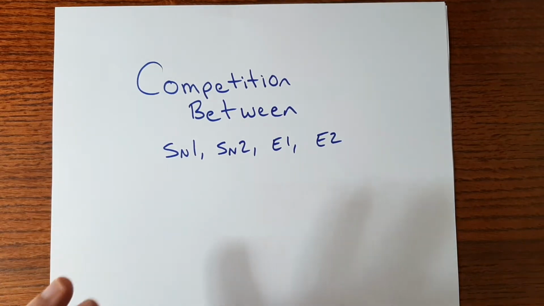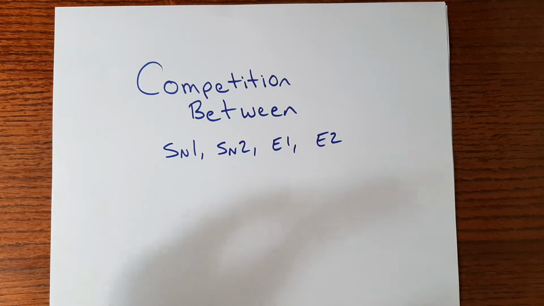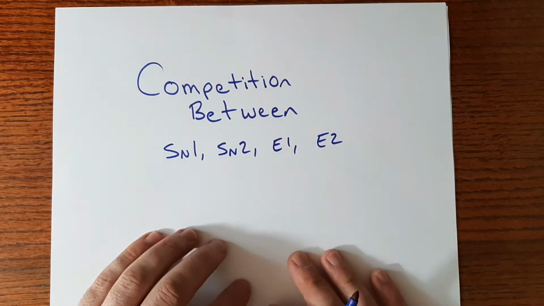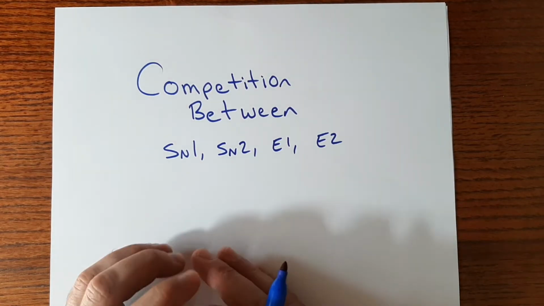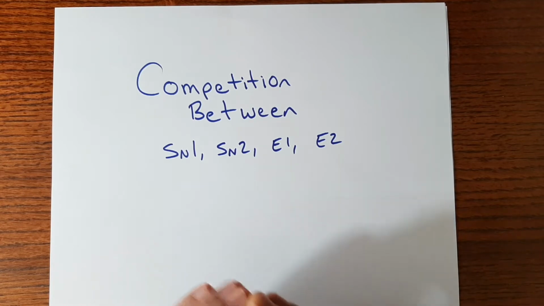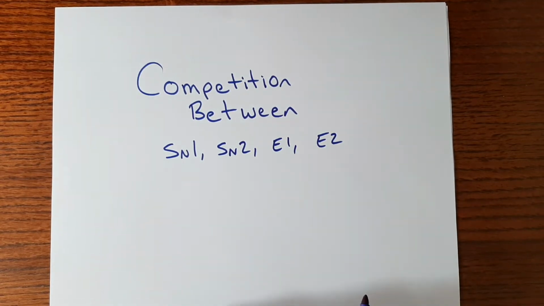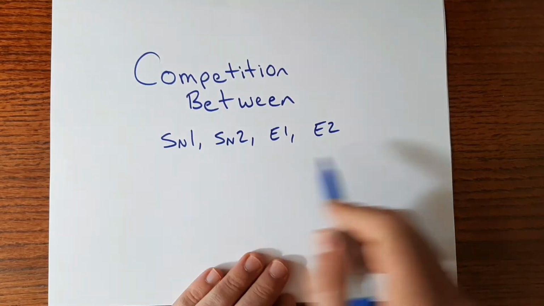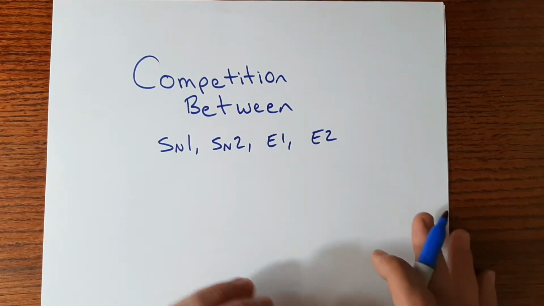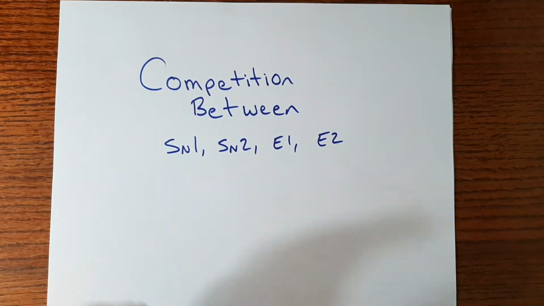But now I want to take a minute to talk about competition between all of them, because they're all the same types of thing. In each case, there's an alkyl halide starting out reacting with some kind of nucleophile or base. And that's going to do one of these reaction mechanisms, or maybe even multiple. So how do you decide between them?